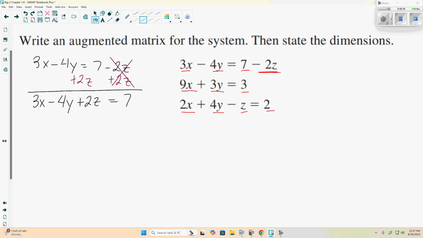Now when we add 2z to the left-hand side, there are no like terms, so we just add it to it. And we want z to be after y. Because again, alphabetically we file them x, y, z. So now we have our new equation in place of this one here. 3x minus 4y plus 2z is equal to 7.